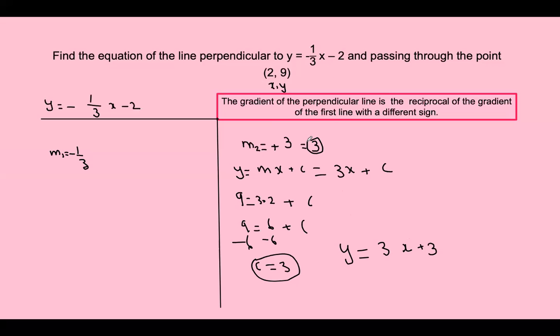And we can check it back again. If I use the right gradient, yes, I have. There it is, 3, and the c is 3.